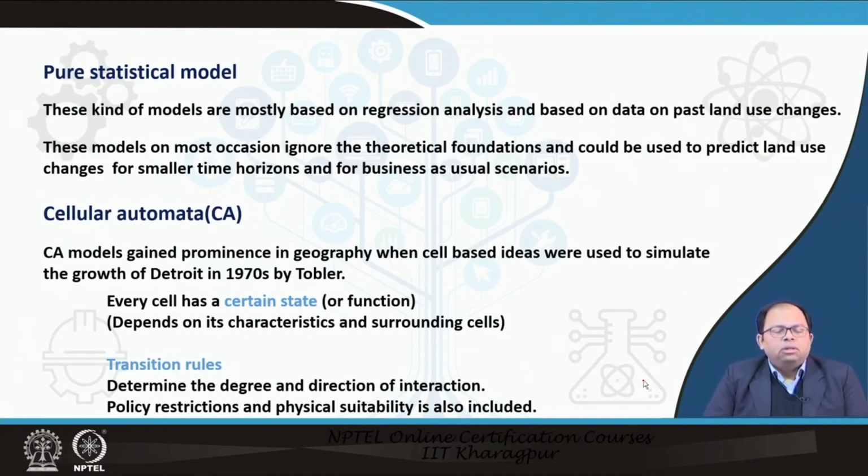So, pure statistical models, as you can understand from the term itself, are based on statistical regression analysis, and they don't necessarily follow any theory, like the theories we discussed in the earlier lectures, for example, the location theory or the spatial allocation theory or the social theories. These are primarily based on certain hypotheses, certain assumptions, and they are based on existing data or past land use change data that is taken into consideration. Then running a regression, we can predict what would be the future land use.